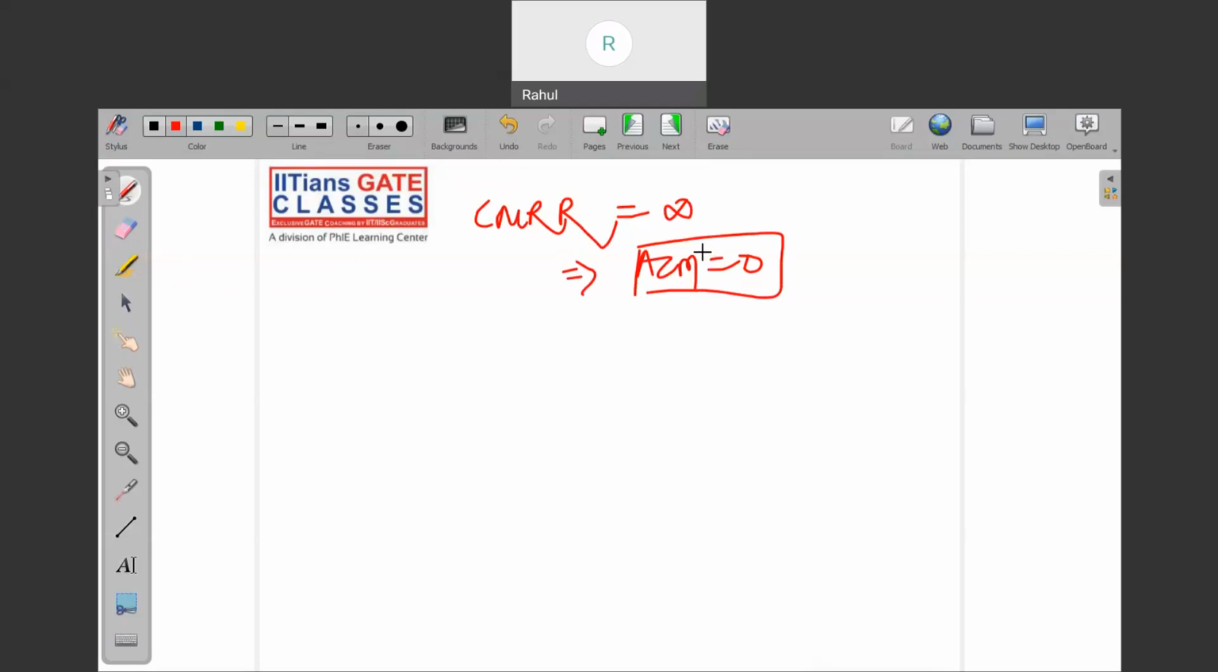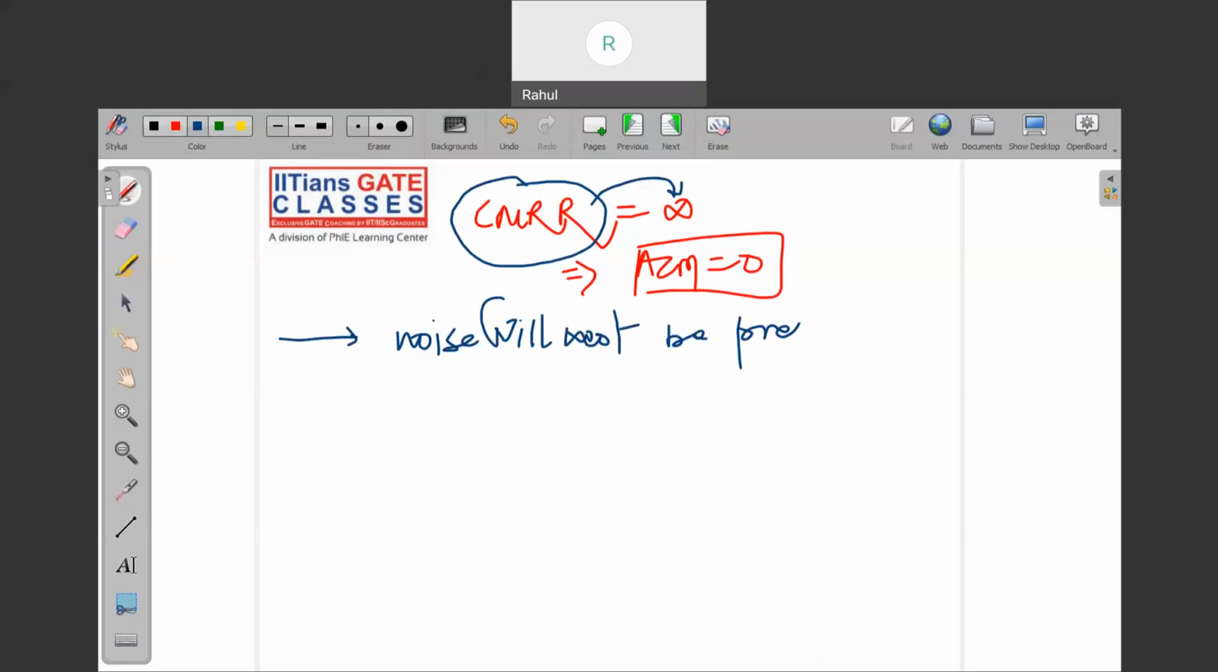It means the effect of noise is not present at the output. Remember, why do we want CMRR to be as high as possible? So that the noise will not be present at the output. Remember this. These things are very, very important to keep in mind.